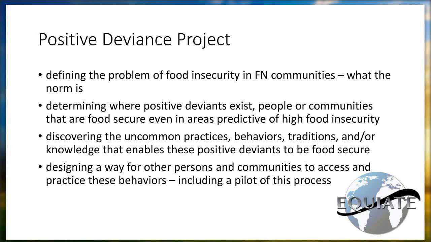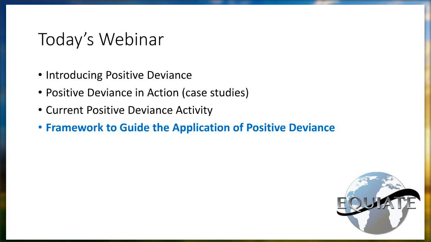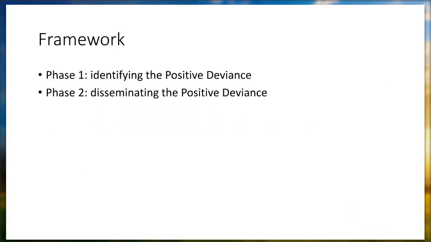Equiate has developed a framework to guide the application of positive deviance, which we are happy to be sharing with you now. This framework will also be available as part of a discussion paper we have authored for this webinar, exploring the potential of positive deviance. This discussion paper is currently being finalized and will be emailed to all webinar participants shortly. The framework consists of two phases. First, identifying the positive deviance, and second, disseminating the positive deviance.